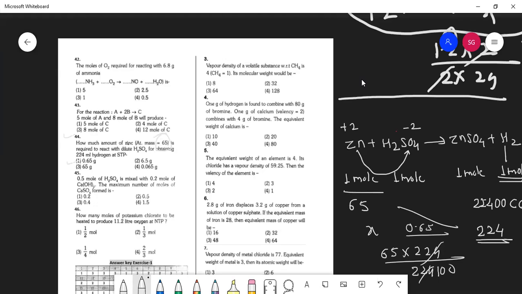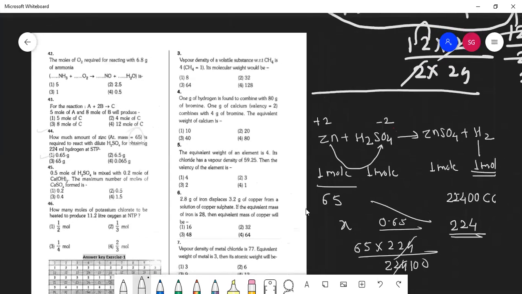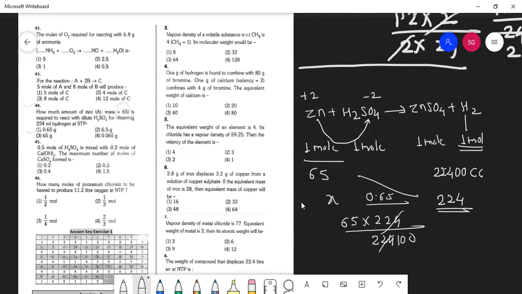45th you solve. 45th you solve and tell me the answer. Let me check whether now you can solve it or not.